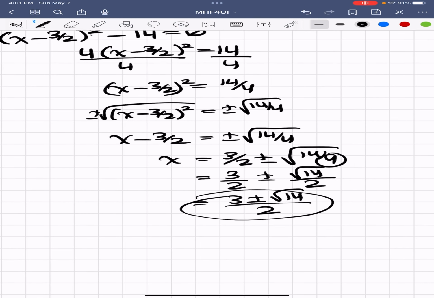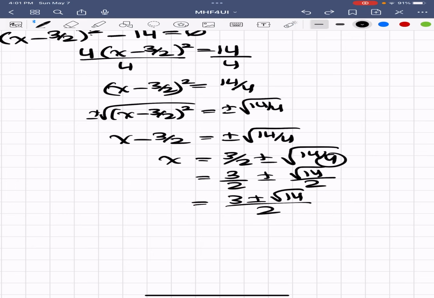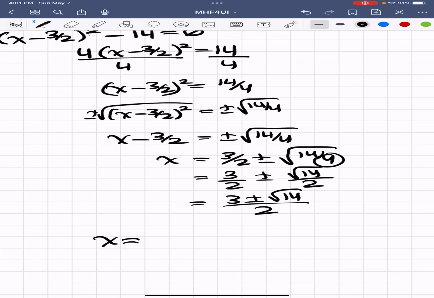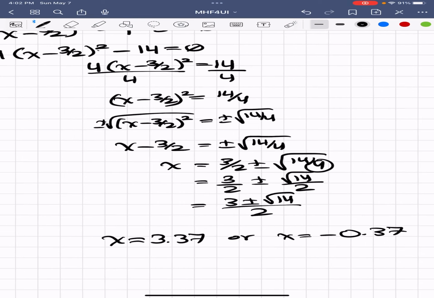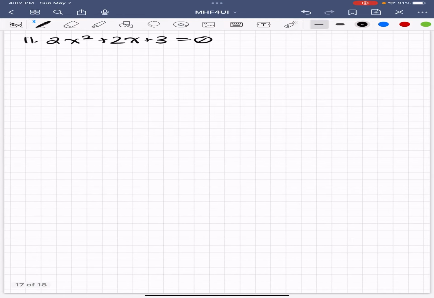This would be exact numbers. If your teacher is asking for exact numbers, you leave it in this expression. But if not, you can use decimals. Just input it into your calculator and you should get the right answer. 3.37 or x equals negative 0.37. So those are the x-intercepts that we've been looking for. I believe this is the last question within completing the square.